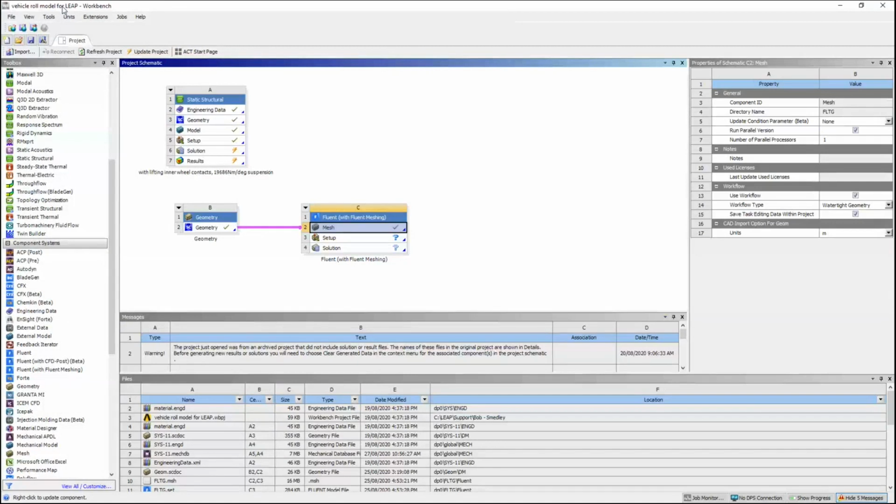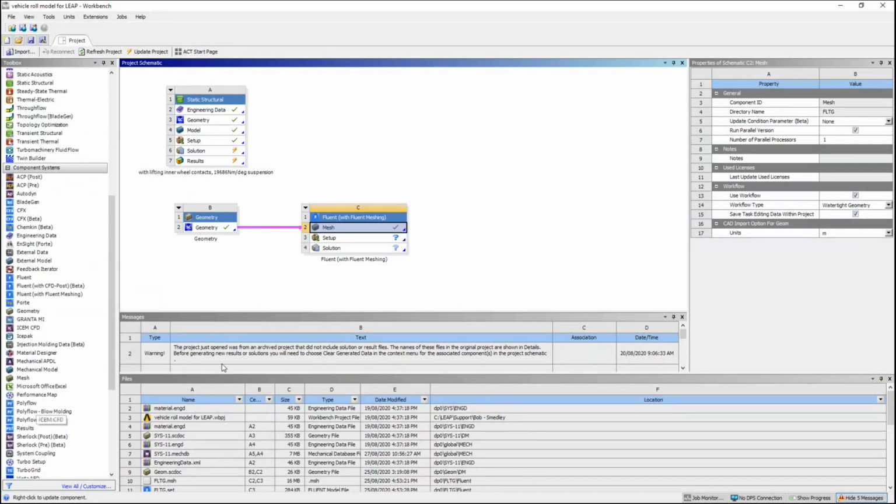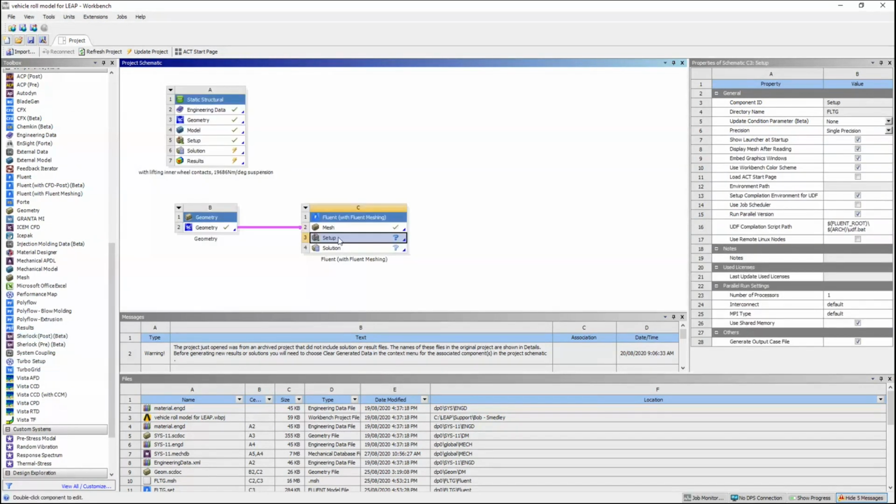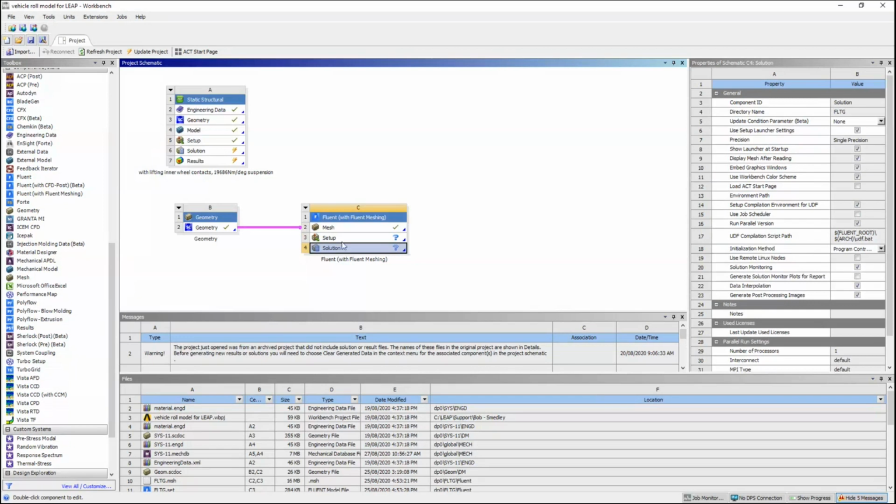in here, we've got what we call Workbench. We would advise most of the time when we're just using Fluent to work outside of Workbench. But if you wanted to do a system coupling analysis, you've got your Fluent in here, right? And so our setup's going to be our case file. Our solution is going to be our case file with our data in it. And that just means it's got some results in it.